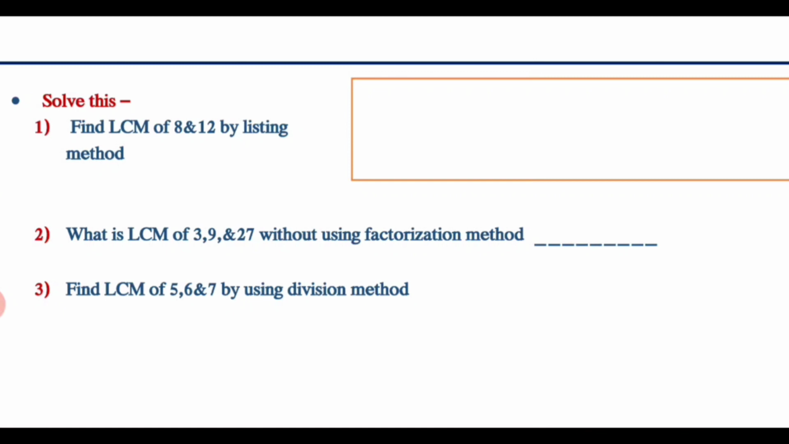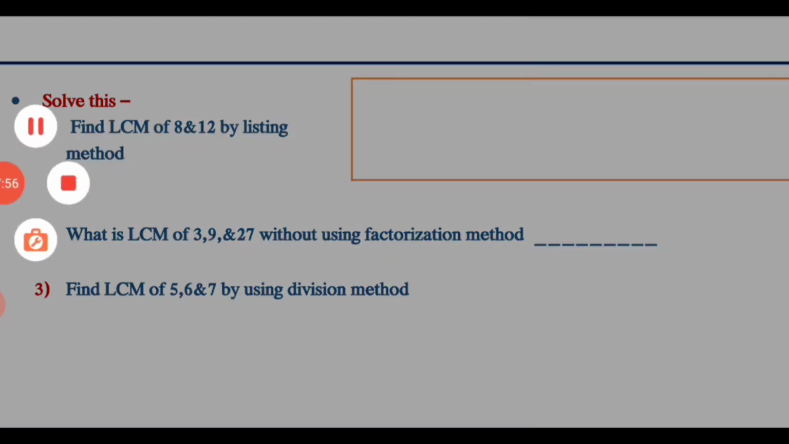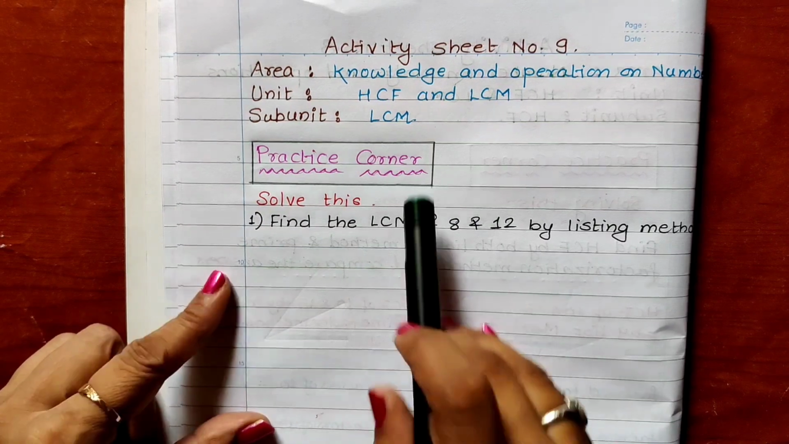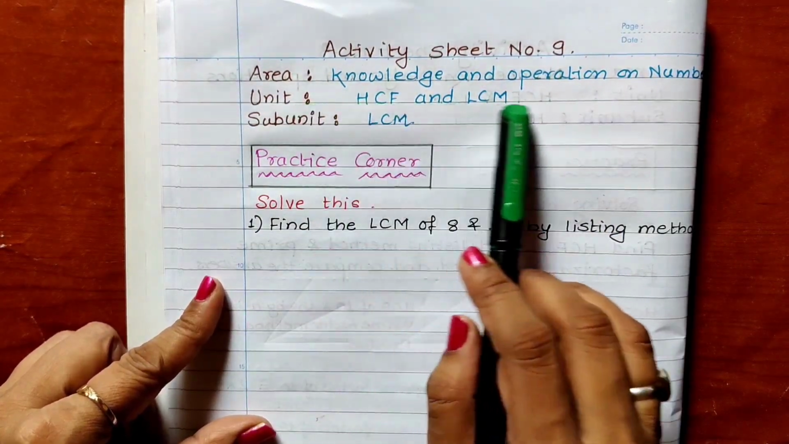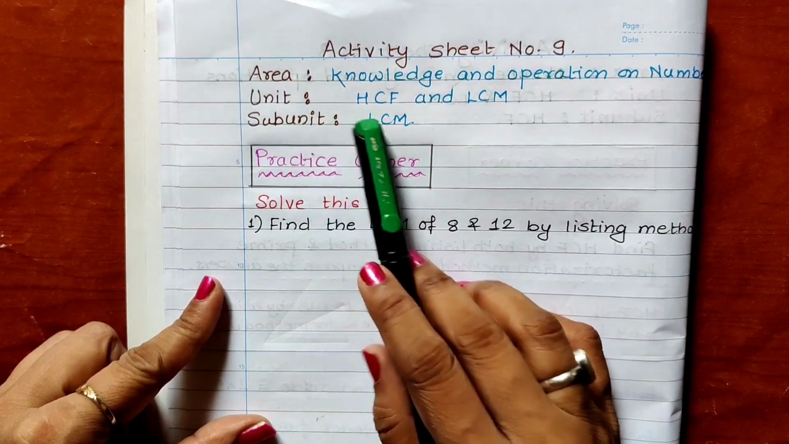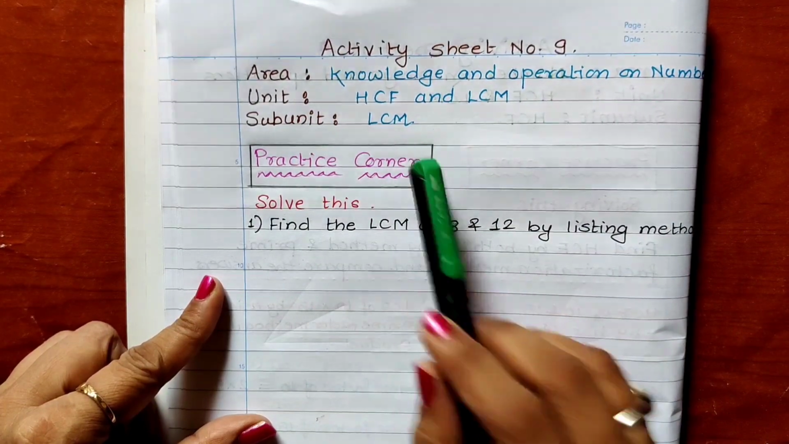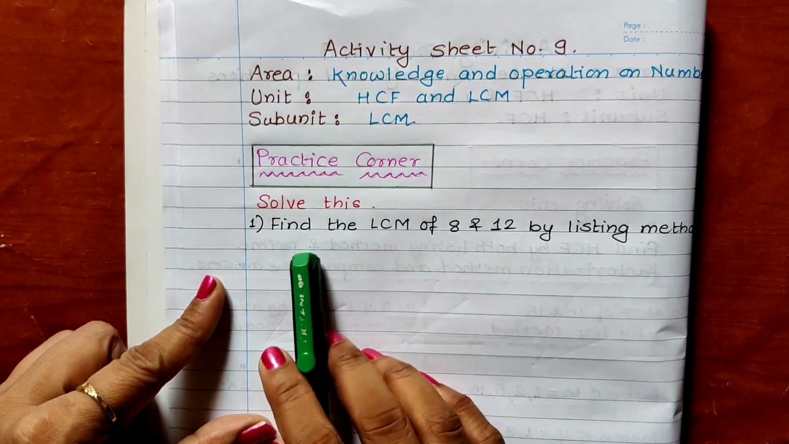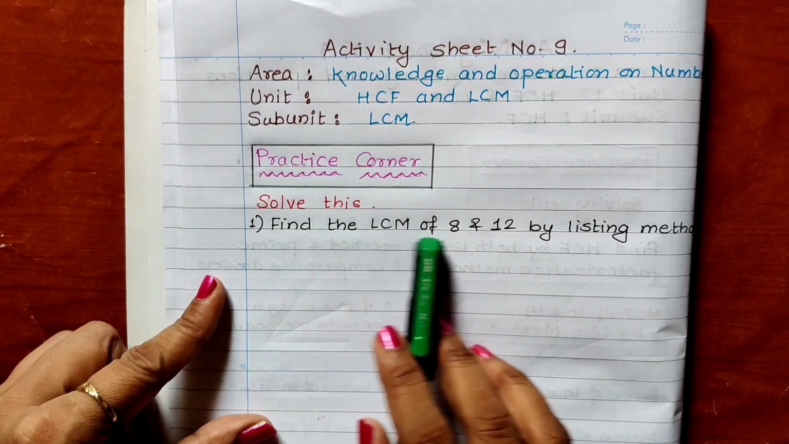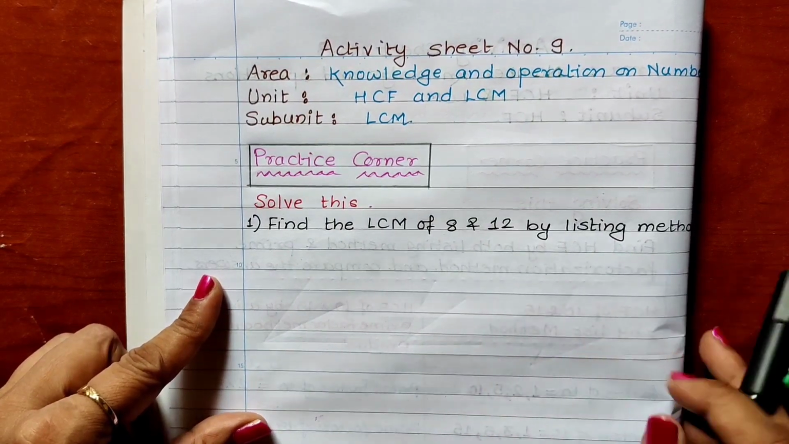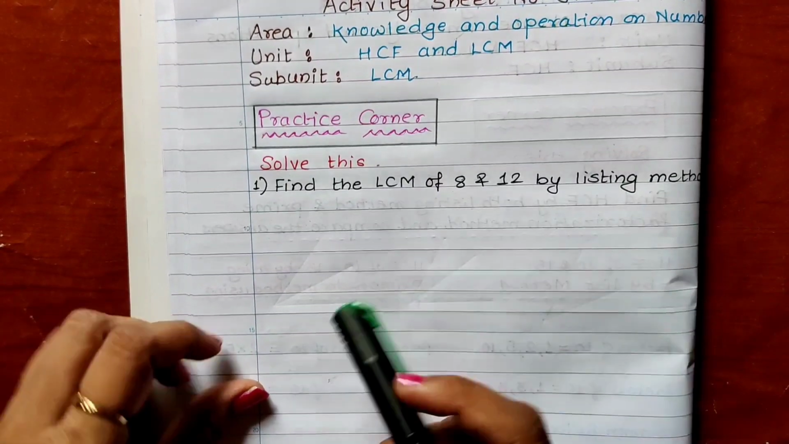Let us solve these sums in our notebook. This is my sheet number 9. Area is knowledge and operation on numbers. Unit is SCF and LCM. Subunit is LCM. We have to solve the practice corner. The first question is: find the LCM of 8 and 12 by the listing method. We will be finding it by the listing method.